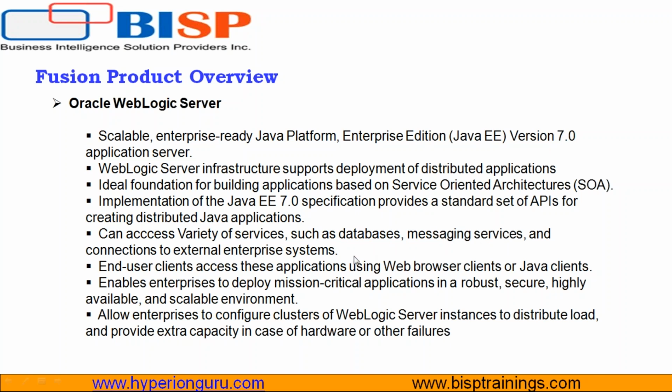And if you want to connect to an external enterprise system, it may be your Exadata, or your Exalogic, or any other outside vendors. It may be your F5 load balancer as well. End user clients access the application using a web browser, as we have seen in the diagram earlier. It enables enterprises to deploy mission critical applications, and to configure clusters for WebLogic for distribution of load or providing extra capacity in case of hardware failure. So these are some of the features of the Fusion Middleware product Oracle WebLogic Server.